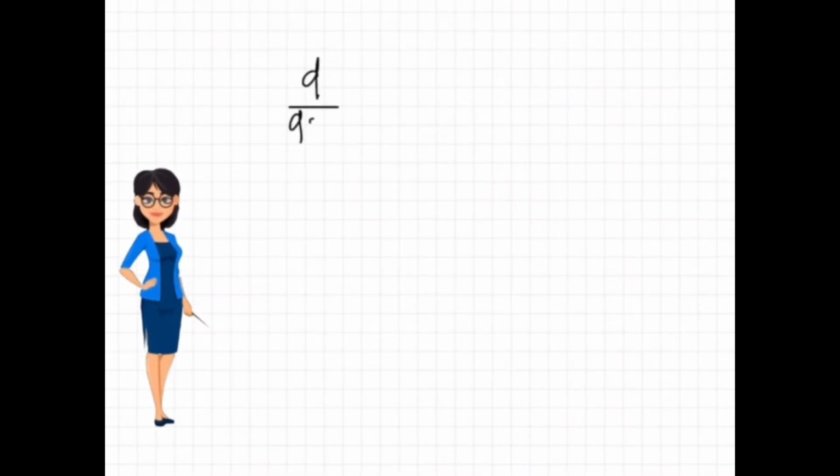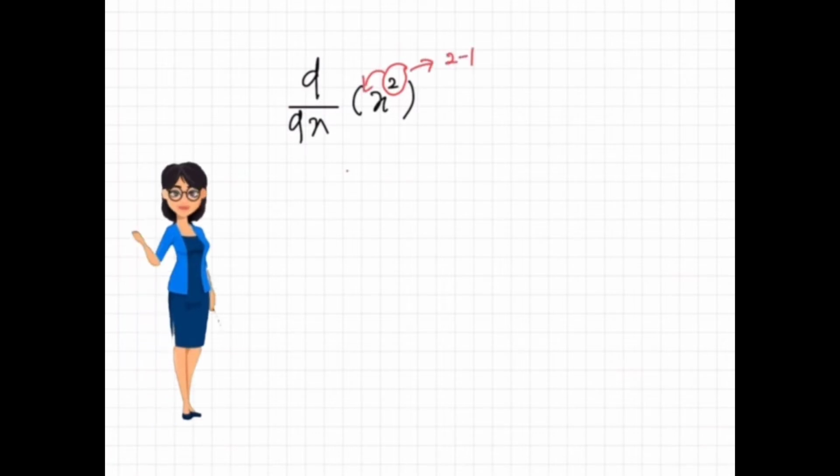Next, we have a question about the derivative of x squared. First of all, you need to take the power of 2, move it to the front and multiply it with x, and subtract 1 from the power of 2. So you're going to get 2 multiplied by x to the power of 1, which equals 2x. Alright, that's all for our first example.